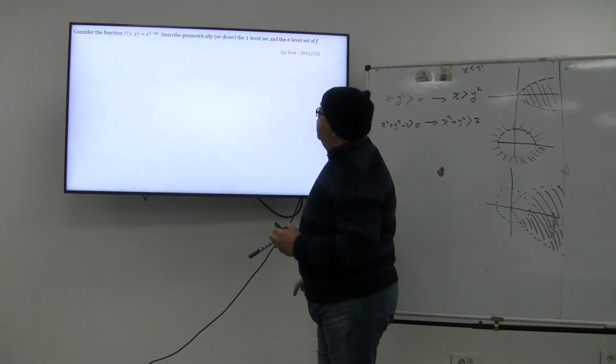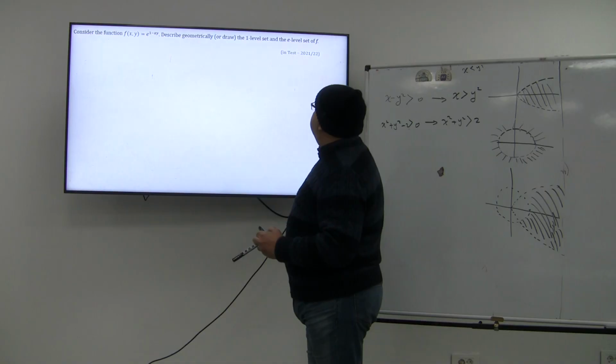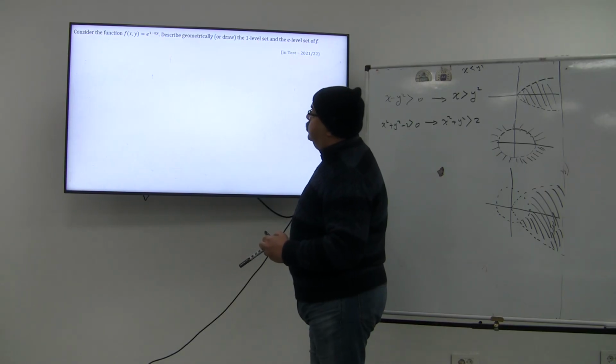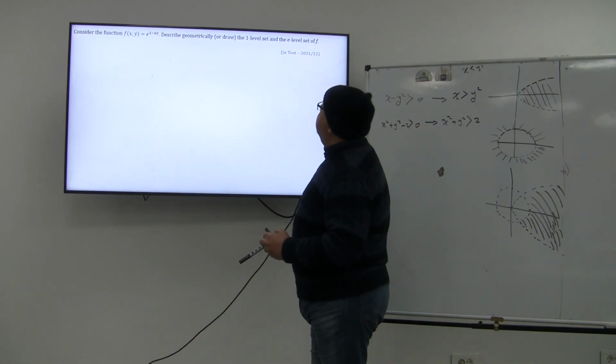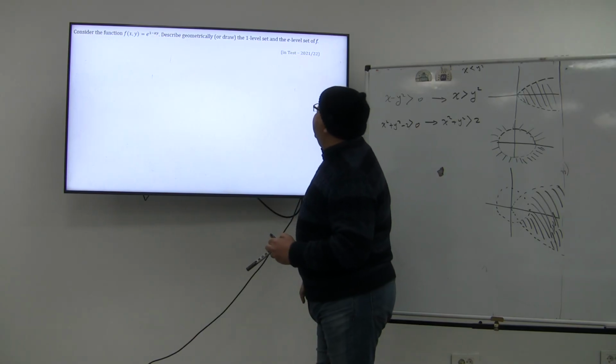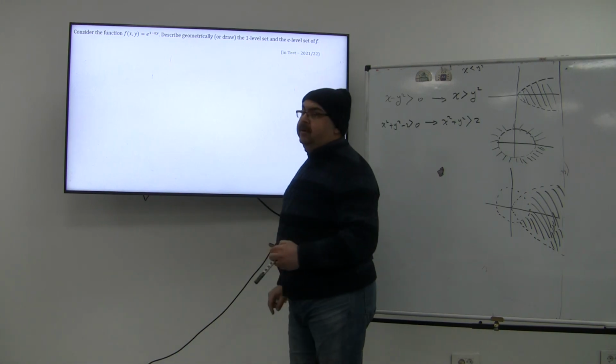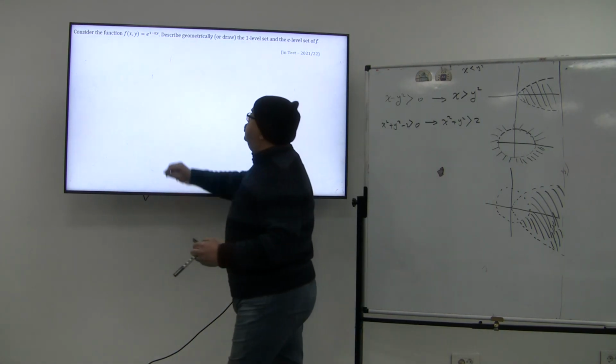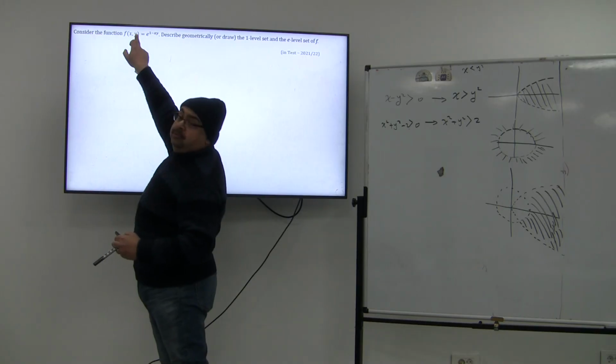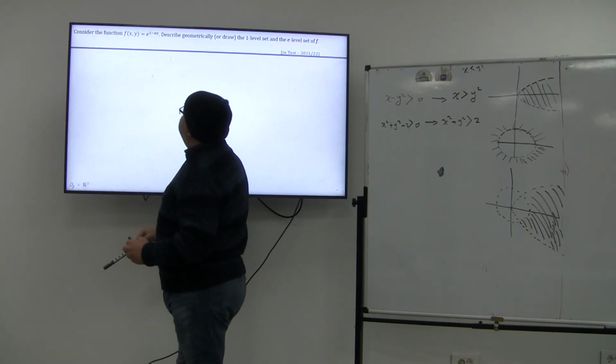This is also a problem for this part in 21-22, and it considers the function f of x y, e to the power of 1 minus xy. Describe geometrically or draw the first level set and the e level set of f. Of course, most of them are really very simple, because you will insert this equation equal to 0. Okay? Then insert this equation equal to e.